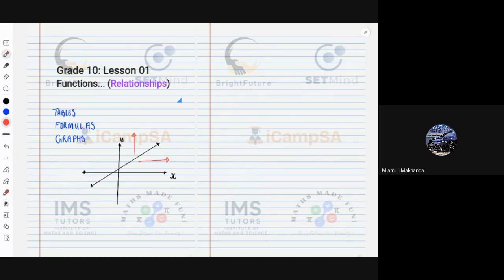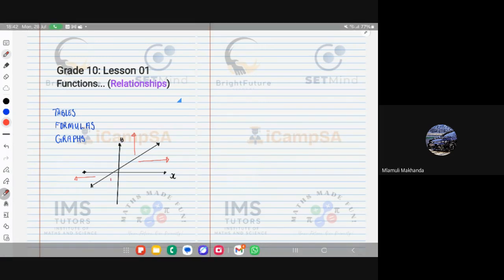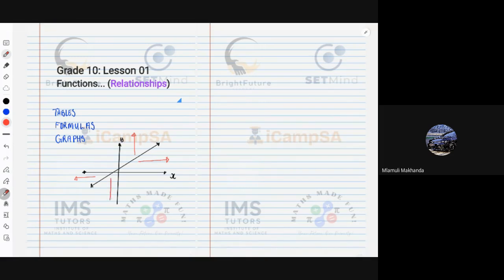So basically this is what is represented by this simple graph here. It's a relationship between the x and the y direction, and the same thing happens if we are going in the negative x direction, whereby x is decreasing and decreasing again and again. The same thing will be happening for y. Y will also be decreasing. So this simple straight line graph represents a relationship between the x and the y values.